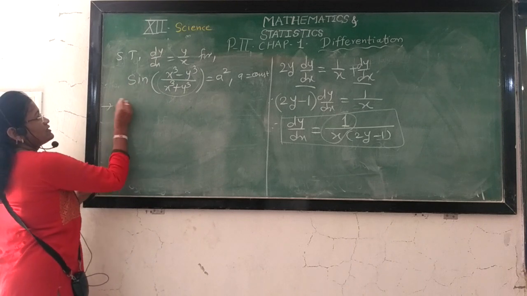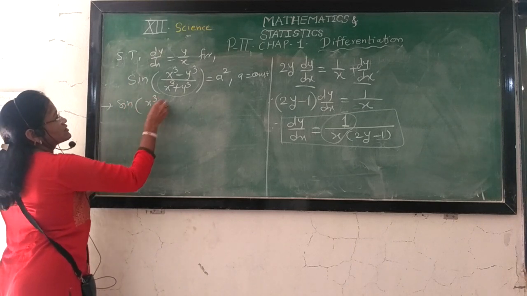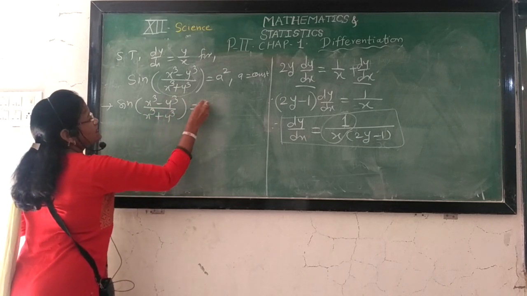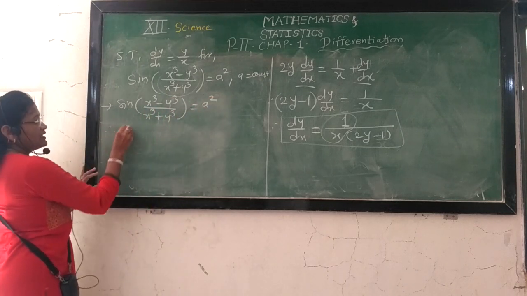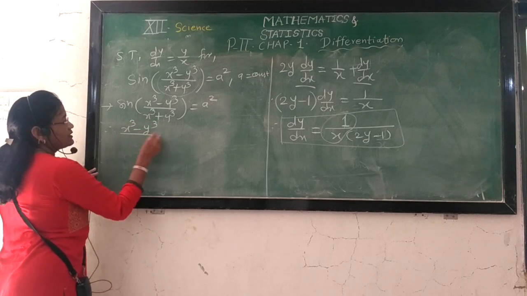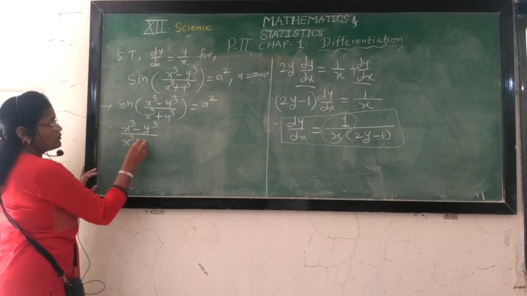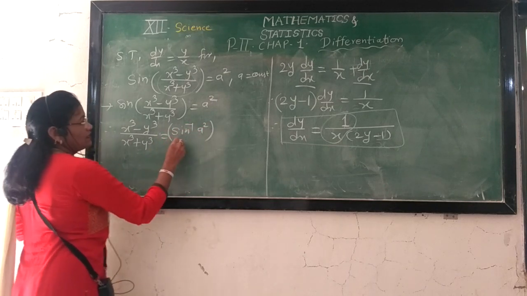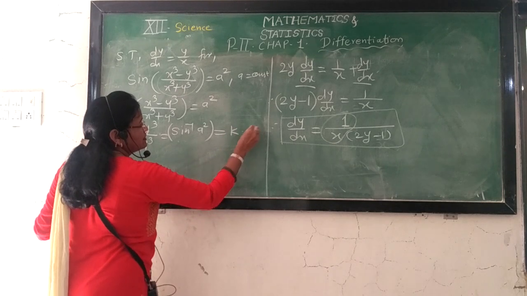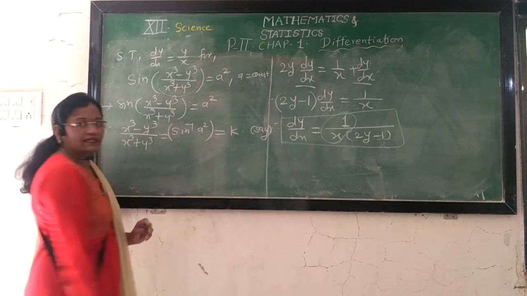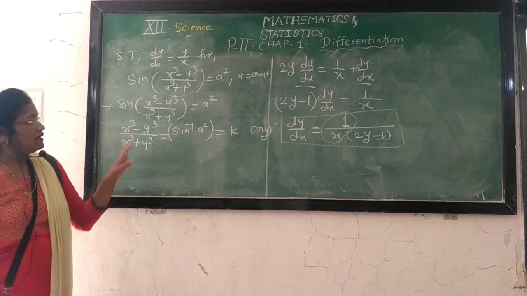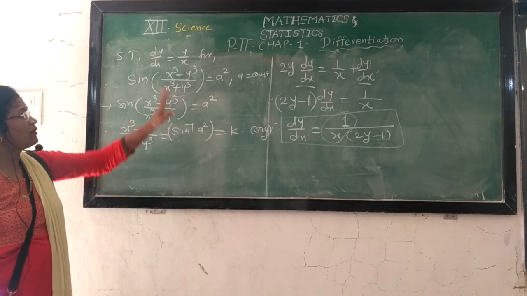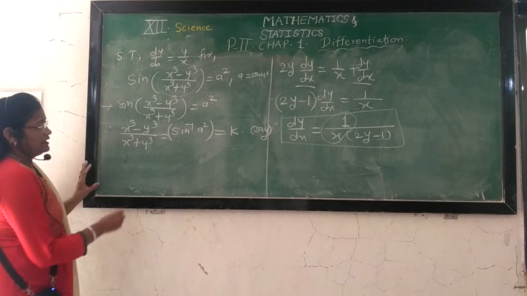So for the given function, we take sin of (x cube minus y cube upon x cube plus y cube) is equal to a square. Simplification gives x cube minus y cube upon x cube plus y cube is equal to sin inverse of a square. Now we call that expression k. This type of example depends on the corresponding method called the k method, which gives the answer as y upon x.